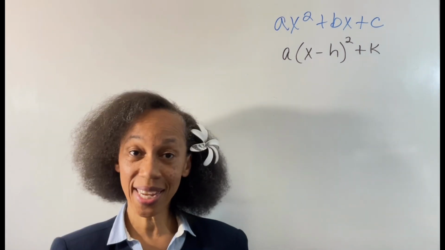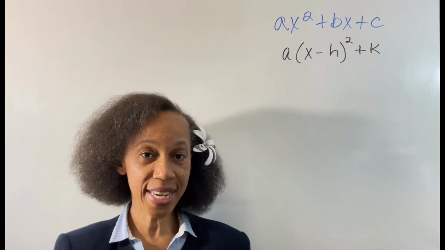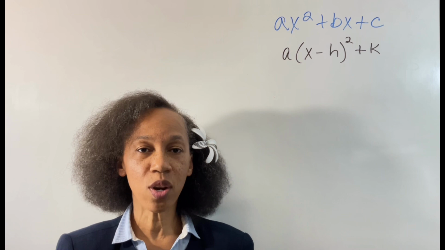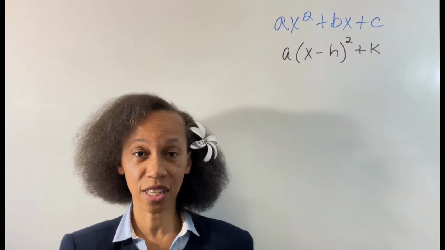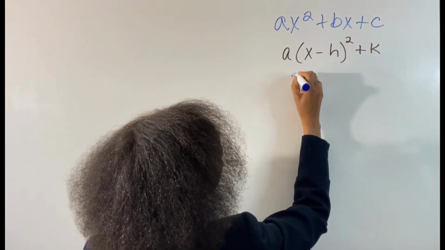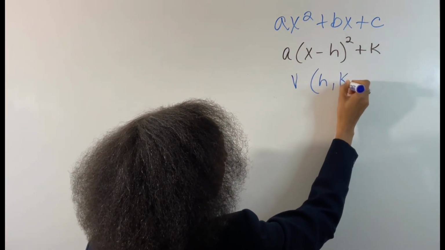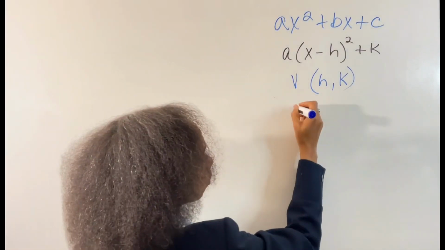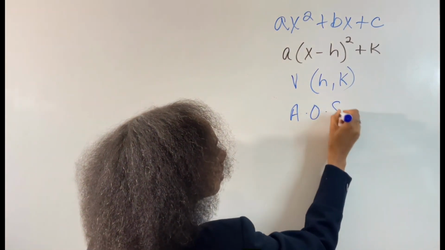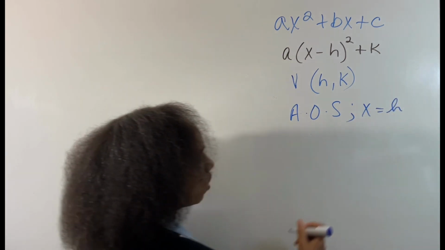When a quadratic equation is in the vertex form, you can identify the vertex and you can also identify the axis of symmetry. Now, the vertex of the equation is usually simply the h value and the k value. The axis of symmetry, AOS, is simply x equals the h value.